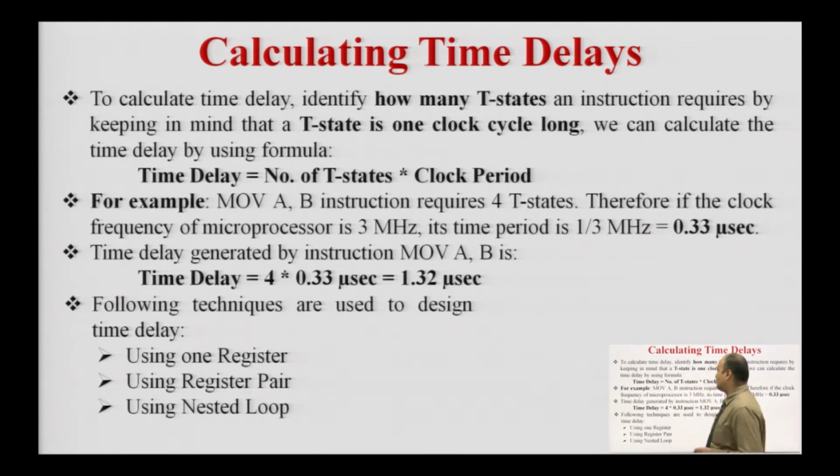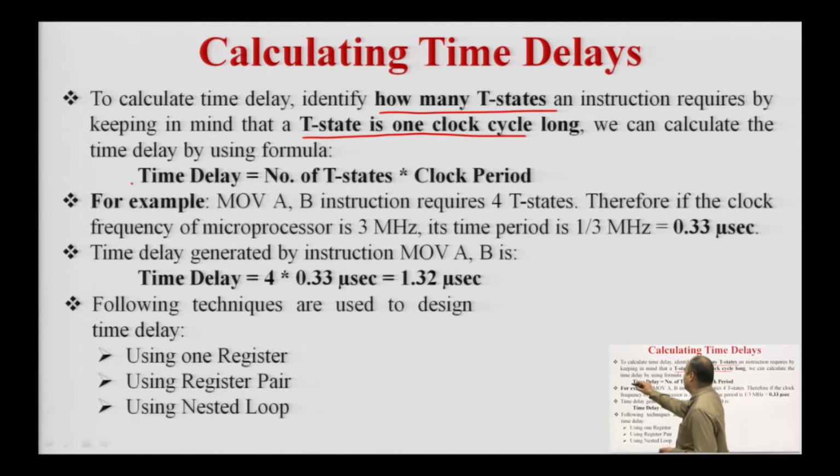Next is how to calculate the time delay. To calculate the time delay, identify how many T states the instructions require, keeping in mind that a T state is nothing but one clock cycle. We can calculate the time delay with this formula: time delay equals the number of T states multiplied by the clock period.